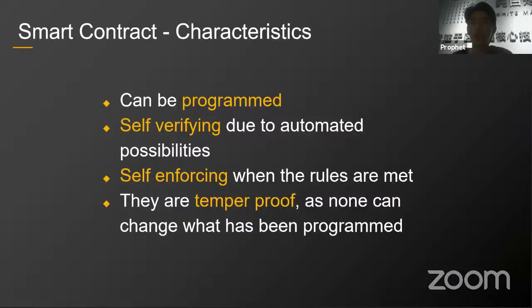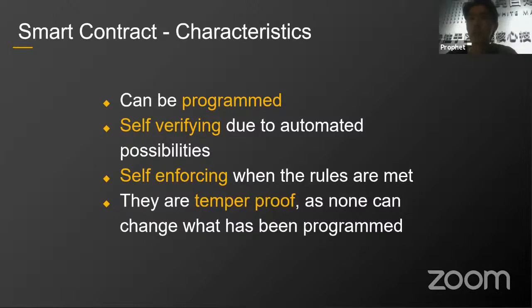So let's discuss the characteristics of the smart contract. The first thing about smart contracts is that they can be programmed. Every logic of a smart contract is programmed inside it. And the smart contract will automatically execute the code that you wrote if the condition is met.